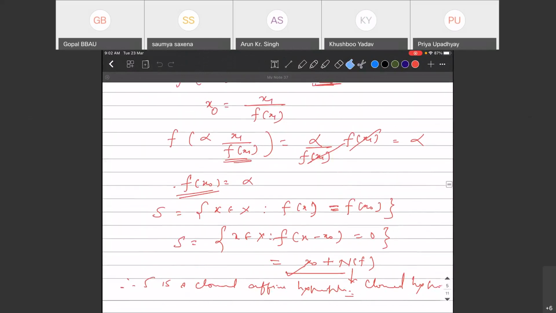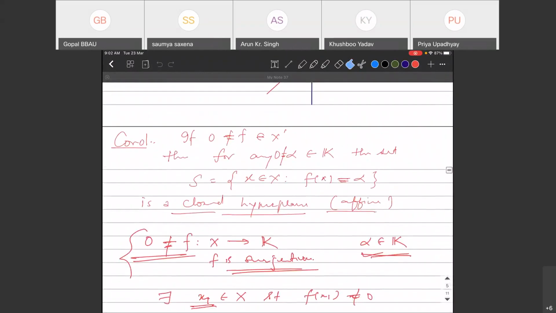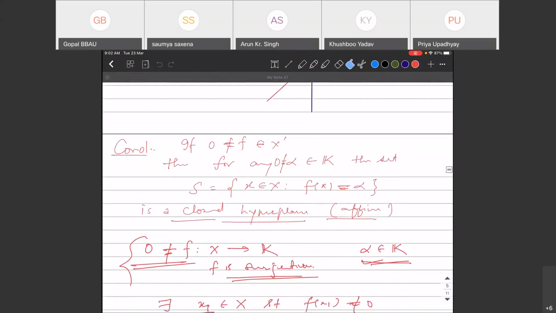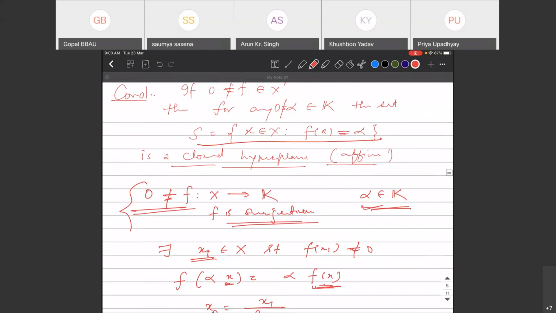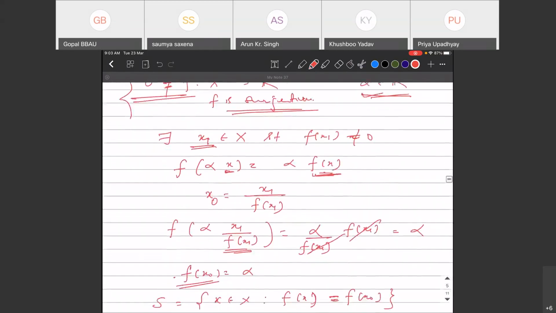So, yesterday what we have proven is this correlation. It says that if we have a non-zero functional, then for each non-zero scalar alpha, this set S, defined by all those x such that f(x) equals alpha, which is nothing but the inverse image of alpha under f, is a closed hyperplane. So we have proven this.